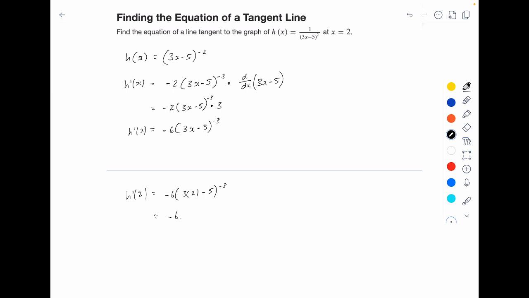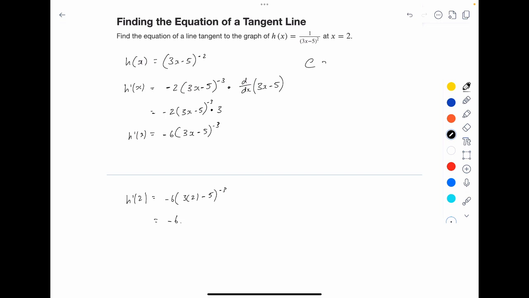In general, at x equals 2, h of 2 is going to equal 1. 2 minus 5. Okay. So h of 2 is just going to equal 1. So our point, therefore, is going to equal 2, 1.